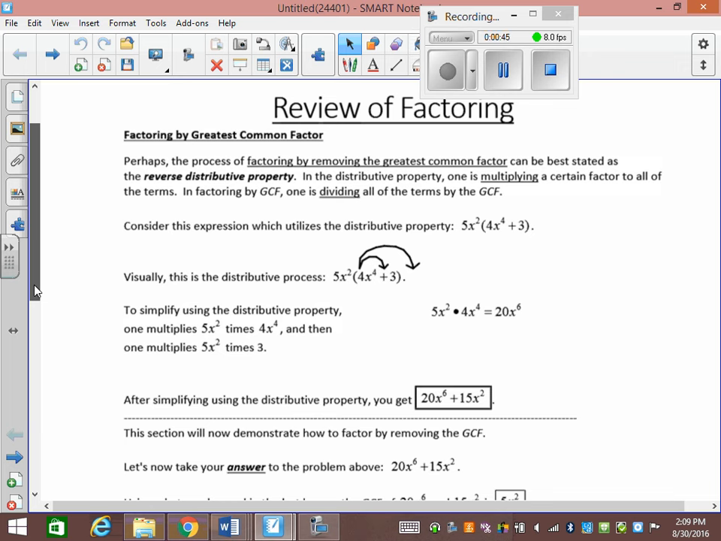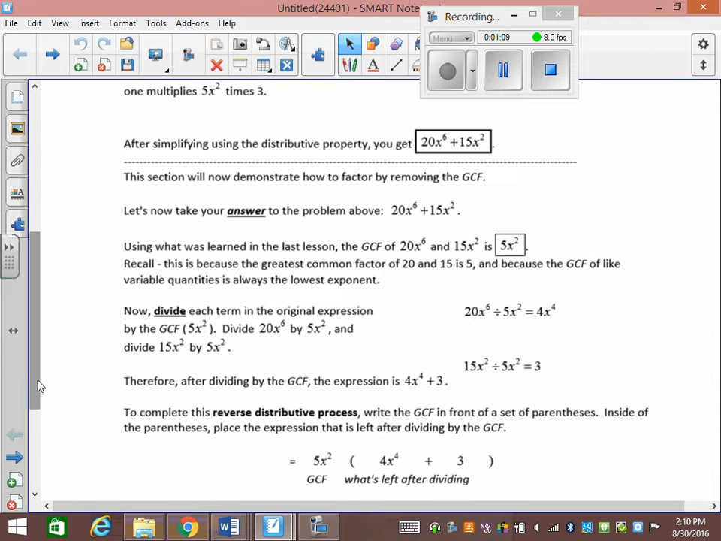If you had it like this before, what you would do is insert that 5x squared into both of these terms. Okay? So you go 5x squared times 4x to the 4, and you get 20x to the 6 because you add the exponents. And then you go 5x squared times 3, and you get 15x squared. That's how you would do it if you distributed it. Well, factoring means just undoing that.